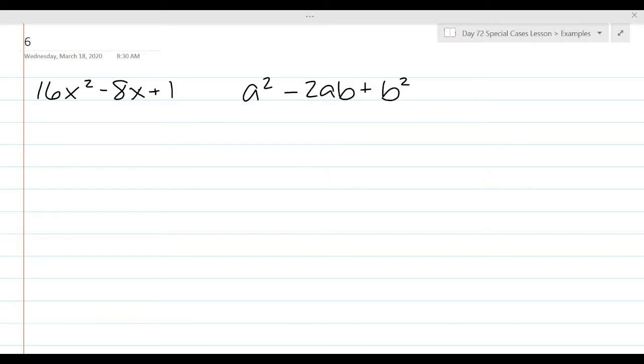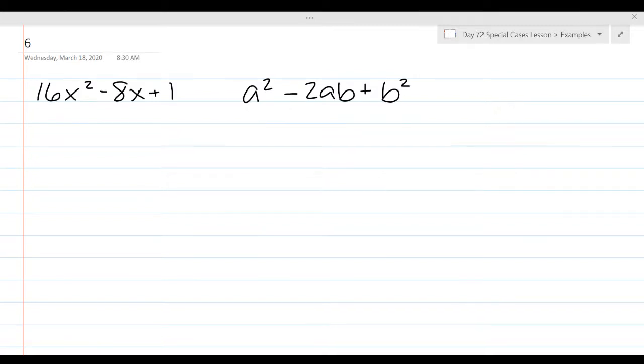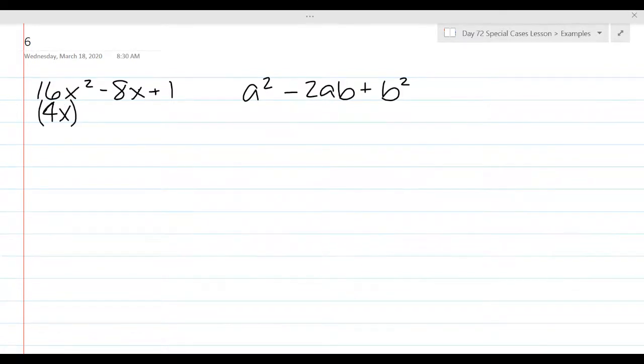So let's figure out what our A is first. To do so, we're going to take the square root of 16, which is 4. So we have 4x squared. So we know that A equals 4x.